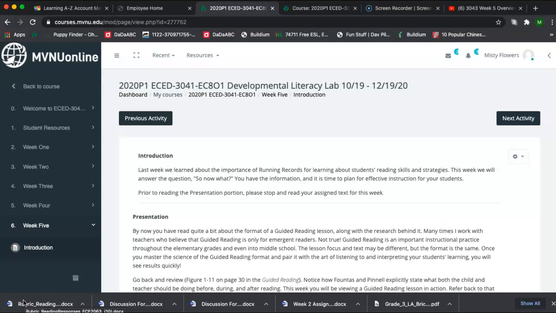So at this point, I want to talk about Chapter 1 in our text. I would like for you to review that. What is guided reading? And pay particular attention to figure 1.1 on page 30, the elements of guided reading.